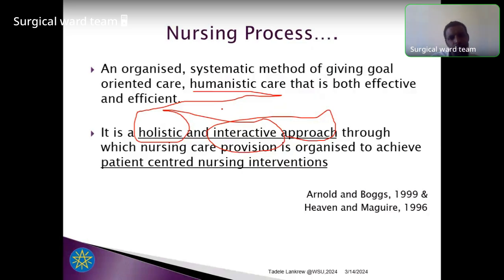When we say human response, it means that it focuses on a holistic approach: the spiritual aspect of the patient, the economical aspect of the patient, the family aspect of the patient, the social aspect of the patient.